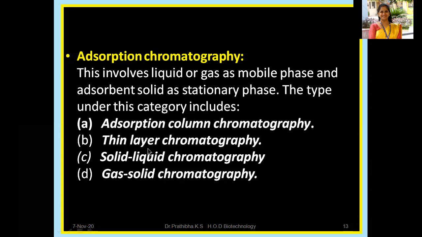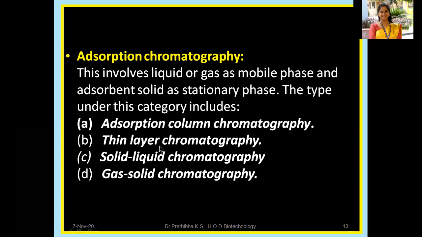So in adsorption column chromatography, whatever you fill in the column, for example silica gel, that will be the stationary phase, stagnant, immobilized. The solvent which you pass through that column will be known as the mobile phase.